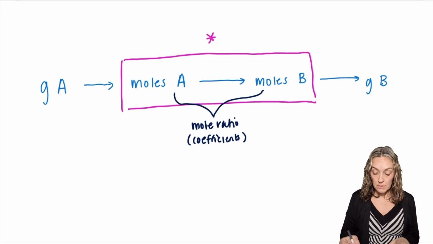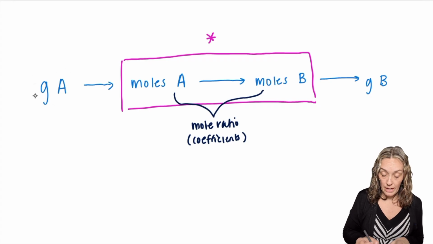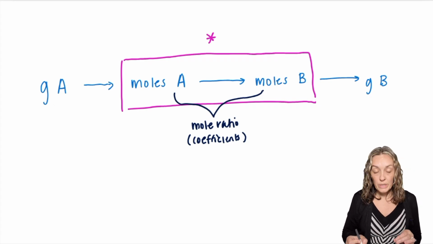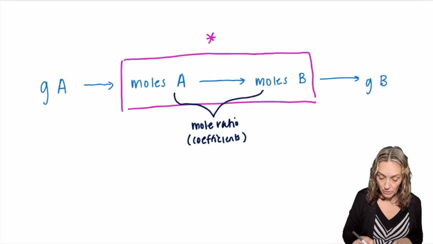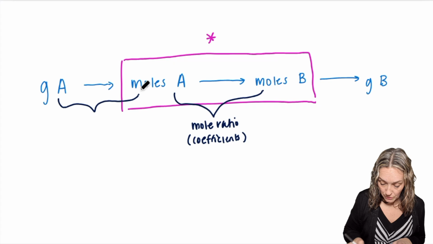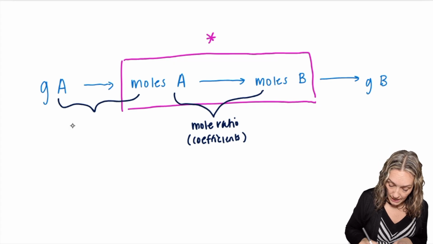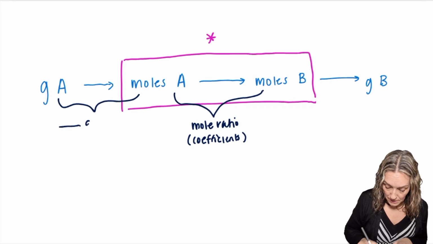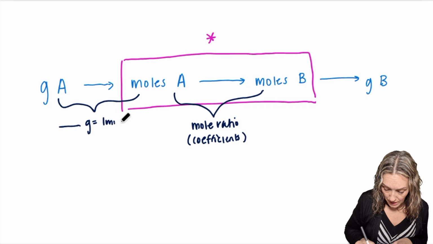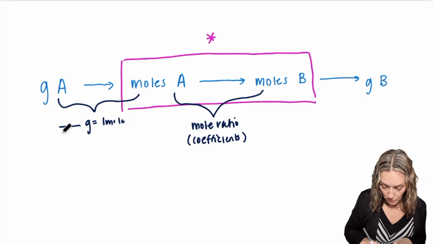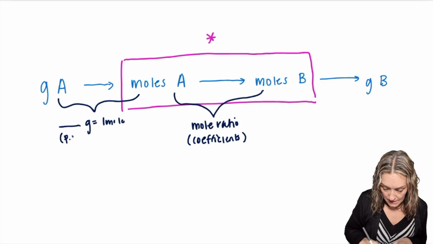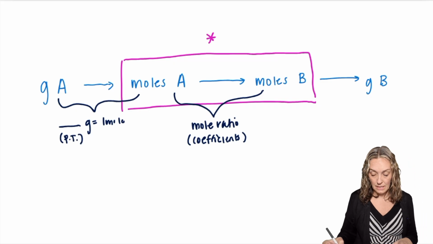Now, some problems will have you start in grams, and if you start in grams, we still want to use the mole ratio, but we can't use the mole ratio until we're in the unit of moles. So sometimes you will have to do a first step in which you add up the molar mass on the periodic table to figure out how many grams are equal to 1 mole. Again, this is coming from the periodic table.